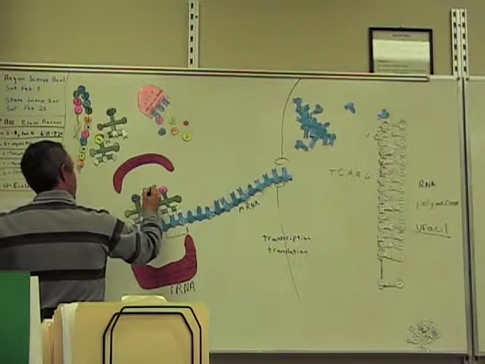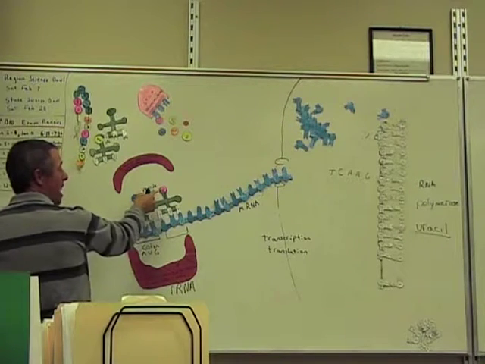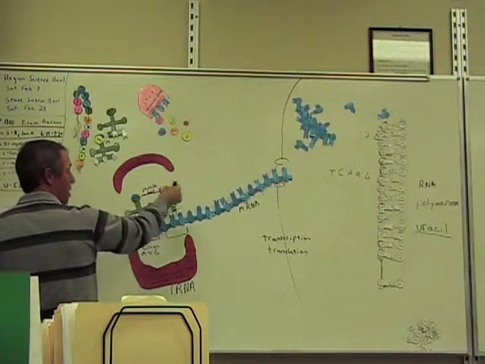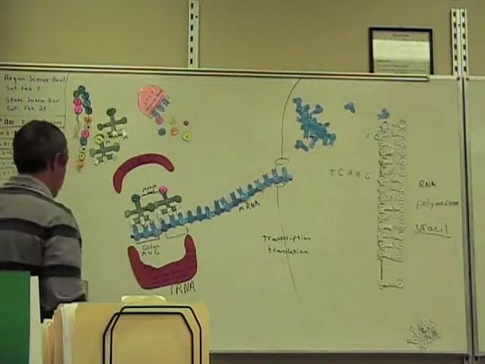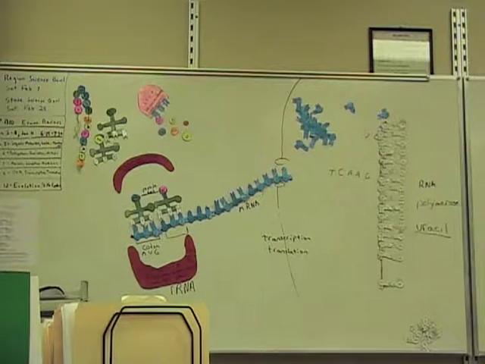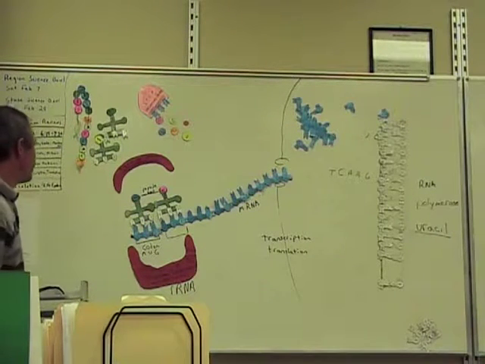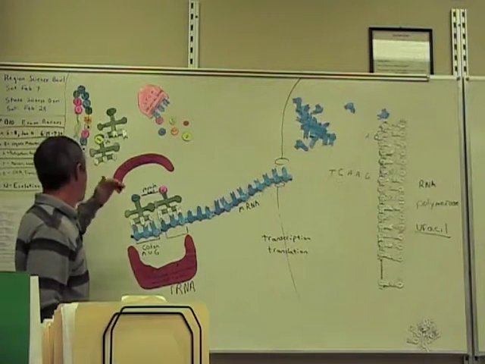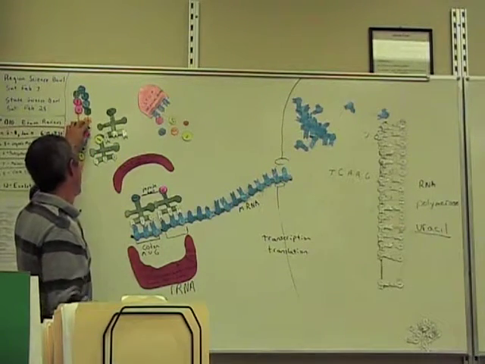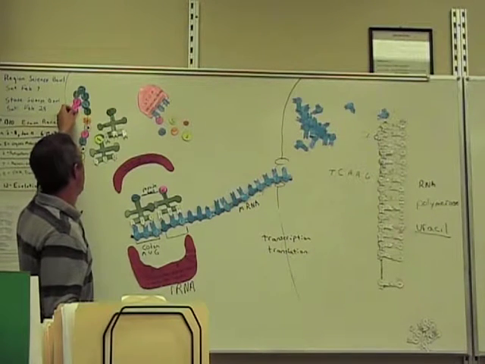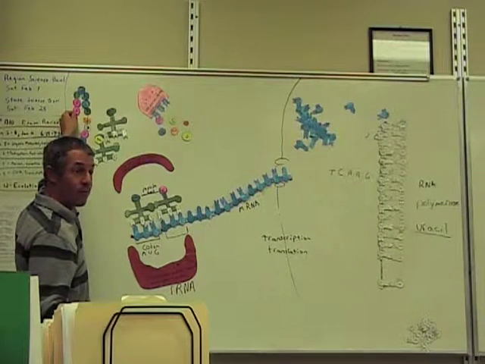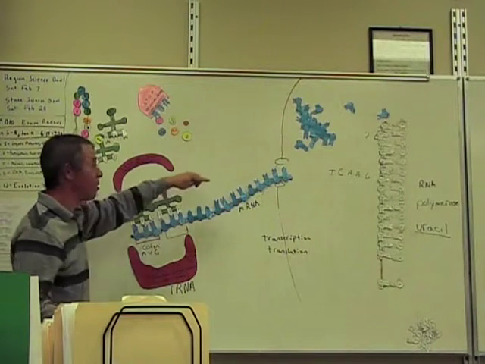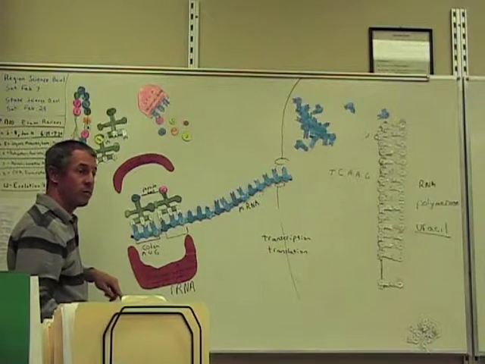Perfect. Now that bond actually takes an ATP to get it to bond. How many nucleotides would there be in an mRNA? It depends how long the protein is. The average protein might have 300 amino acids, and that would be 900 nucleotides. So there's a lot of tRNA.